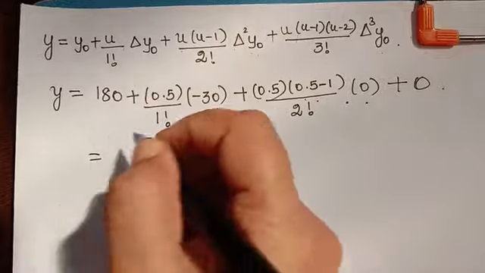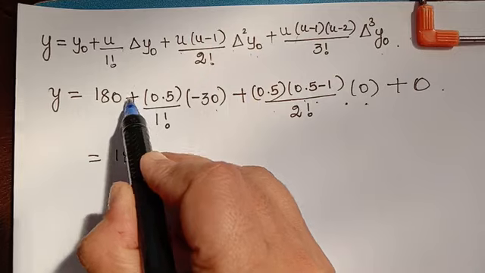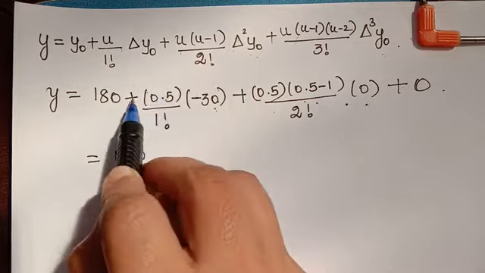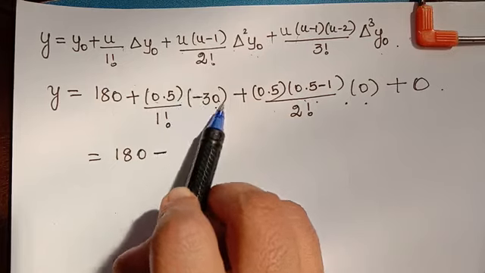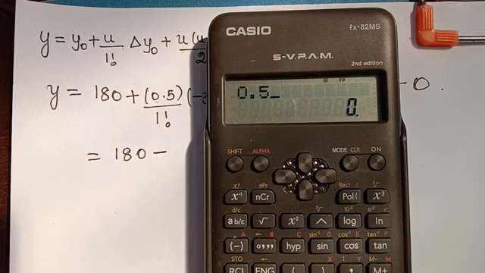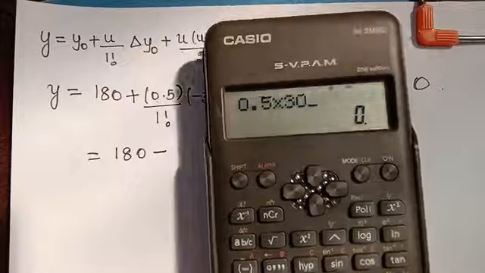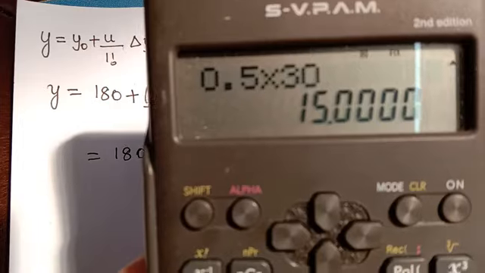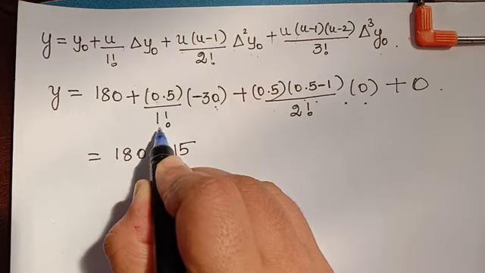And so that is equal to 180. And here we have a plus multiplied with minus. Remember that it is a multiplication, so plus into minus is minus. Then you have to multiply 0.5 with 30. So 0.5 multiplied with 30 is equal to 15. So that 15 we have to write now: 15 divided by 1 factorial.